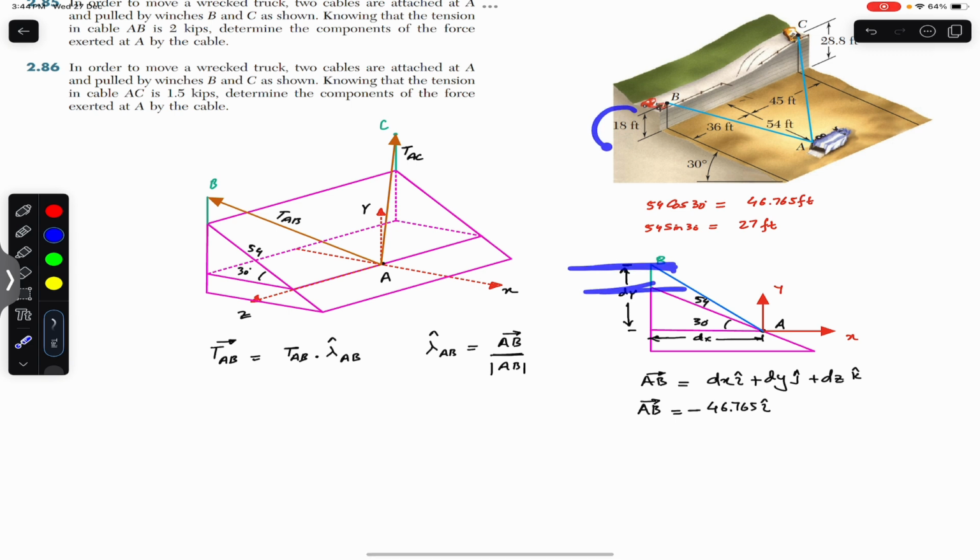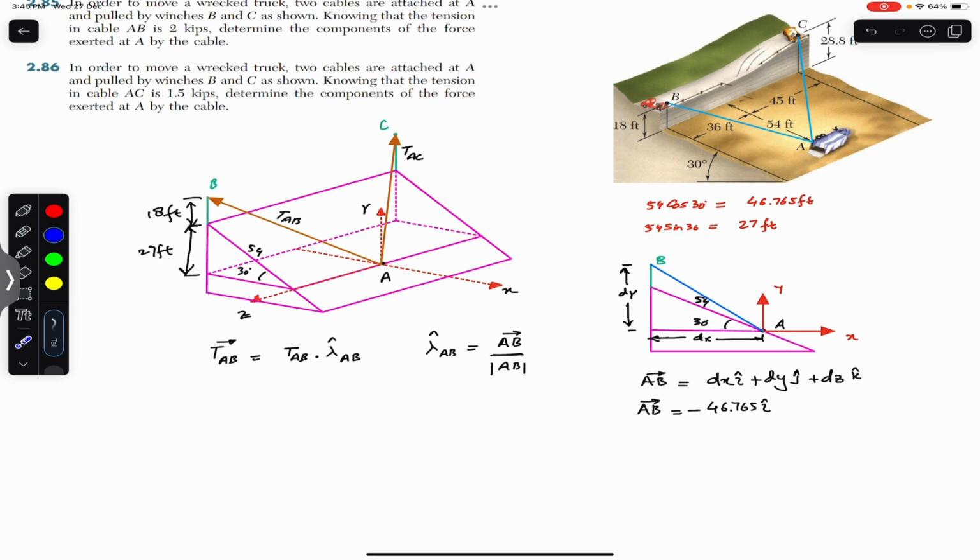This distance is 18 feet, but this distance is 27 feet. This is 54 sine of 30. This is a right angle triangle. This is 54 feet. This is 30 degrees. So this is 54 sine of 30, so this height is 27 feet. Let me represent it here. This height is 27 feet, and this is 18 feet.